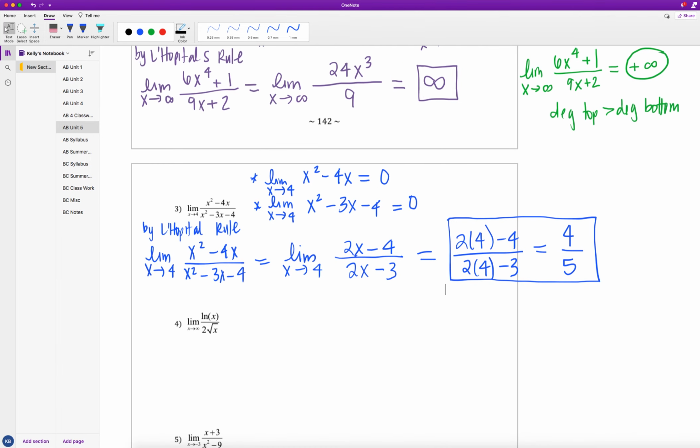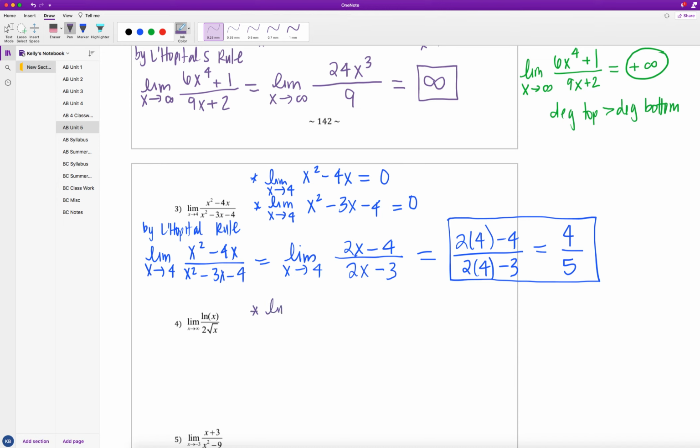Let's look at example 4 here. So in example 4, we have the limit as x approaches infinity of the natural log of x over 2 times the square root of x. Why don't you guys pause the video right now and determine if L'Hopital's rule can be applied or not. So to check that, we've got to check to see what happens with the limit of the numerator and the limit of the denominator separately. So let's check each of those limits.